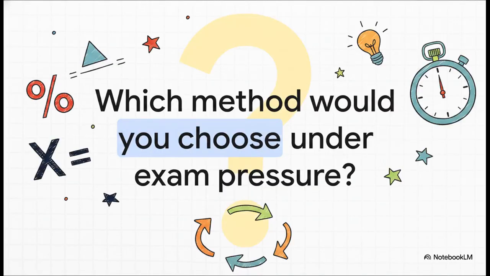So, here's a final thought for you. We've looked at a few different ways to solve this. Finding 1%, scaling up by 5, using decimals, setting up an equation. I want you to think which one feels the most natural to you. Which one would be your automatic go-to method when you're under exam pressure? Because knowing your own strategy is half the battle.